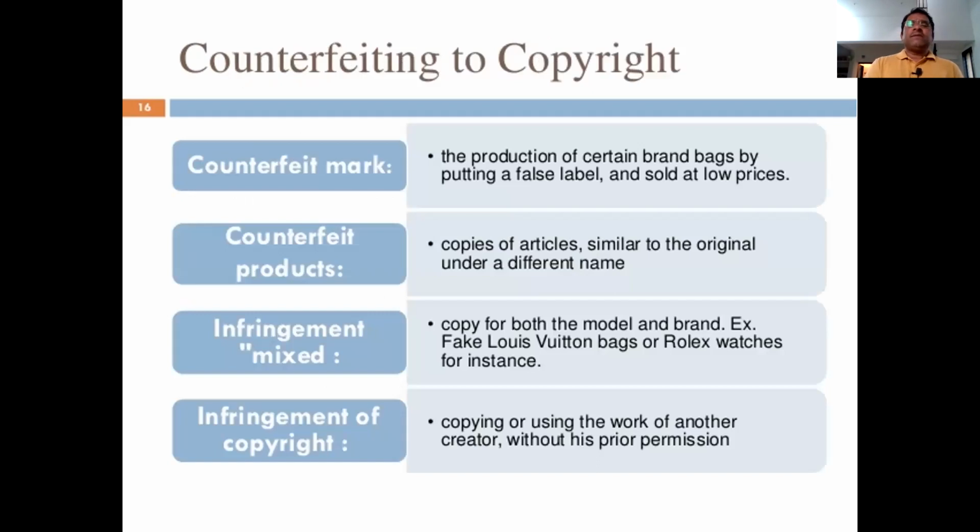Now, what do you mean by counterfeiting of copyright? Counterfeit mark: the production of certain brand name bags by putting a false label and sold at low price. Now, you can see in the market, many things are being sold with the original label of a particular company. The product is duplicate, but the label will be the original label. This is called a counterfeit mark. So it's a violation of copyright.